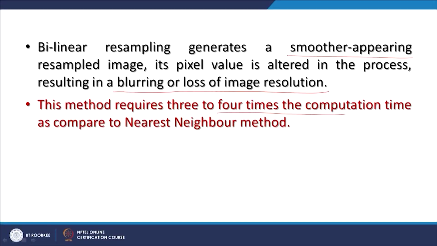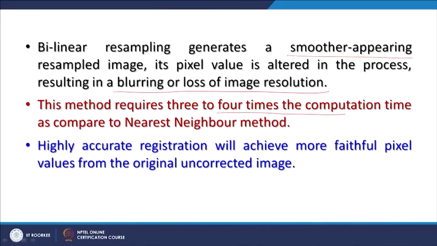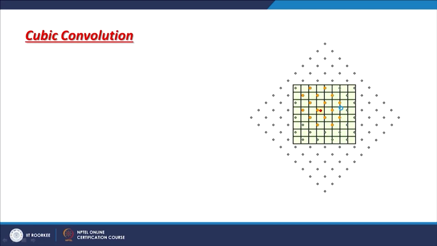Now, as you can imagine, it has to take the weighted average of 4 surrounding pixels, and therefore the computation time might generally be 4 times. For small images, 30 seconds extra here and there doesn't matter. But when we are handling large images, then one has to be very, very careful about deciding these techniques. And highly accurate registration of course will achieve more faithful pixel values from the original uncorrected image. This is true in all the cases.